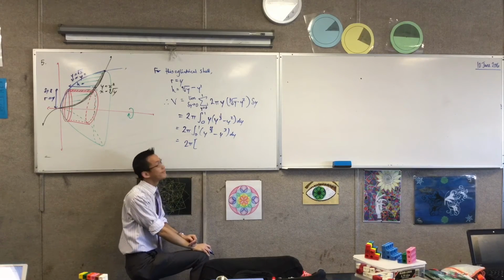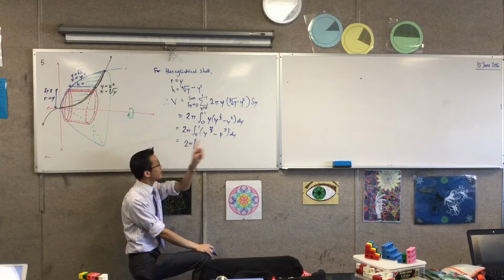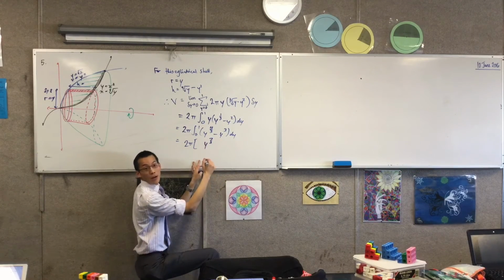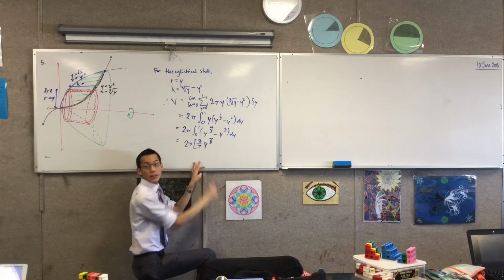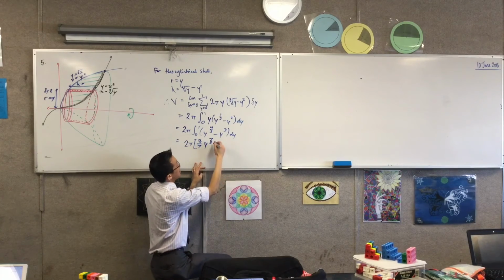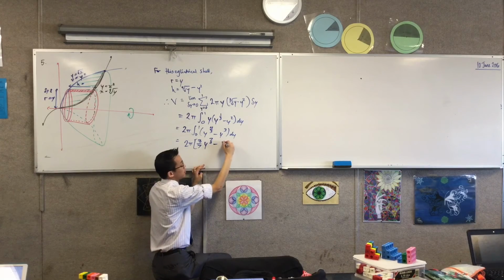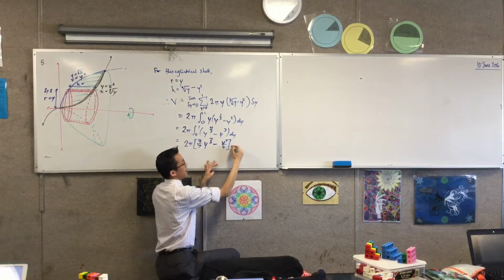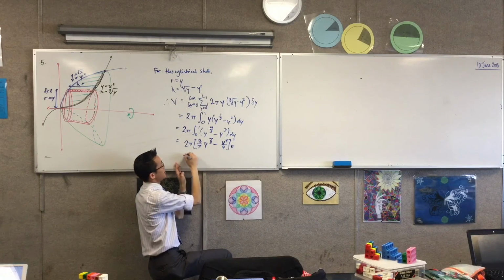integral. Well, hold on. Power goes up first to become 7 on 3, and then I've got to divide by that power. So there's a 3 on 7 at the front. Yep. Take away y to the 4 on 4, or a quarter y to the 4 since similar format. From 0 to 1. This is nice.